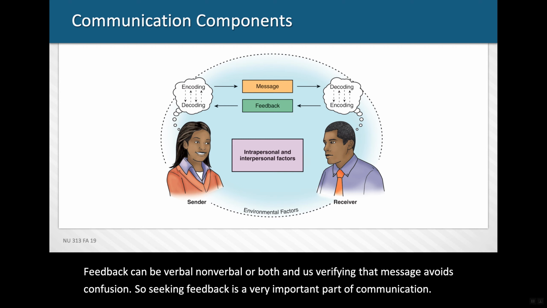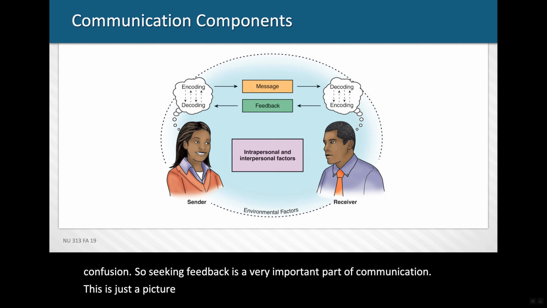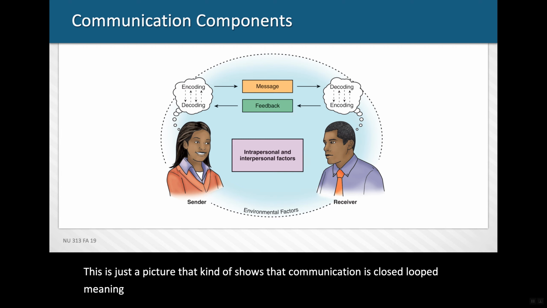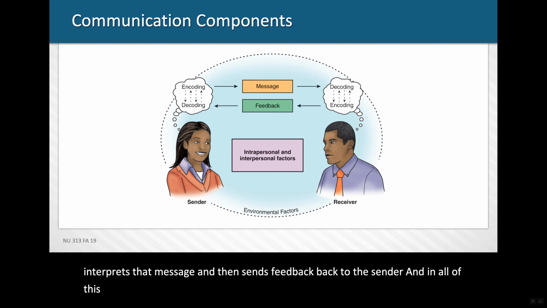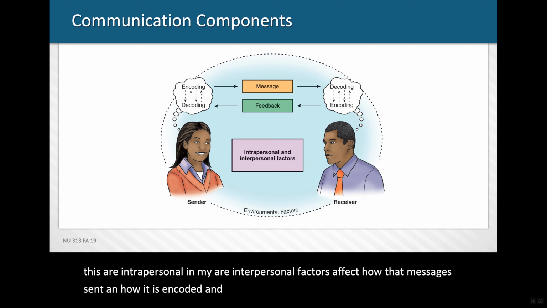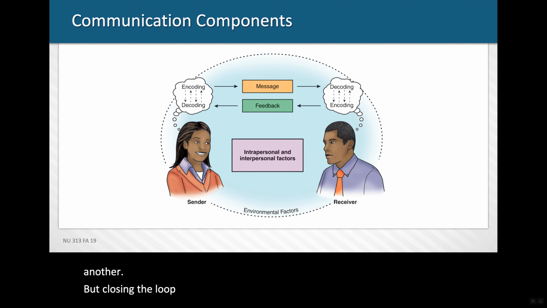This is just a picture that shows that communication is closed looped, meaning that the sender sends a message over to the receiver, who interprets that message and then sends feedback back to the sender. And in all of this, our interpersonal factors affect how that message is sent and how it is encoded and what kind of feedback we give one another. But closing the loop on communication is very important.